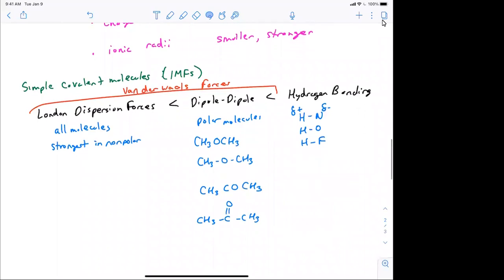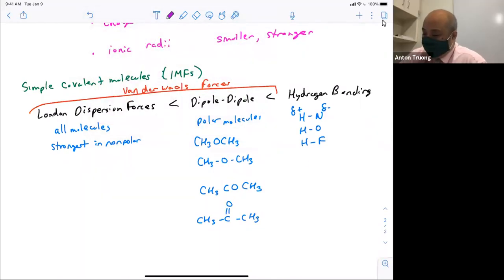Mr. Trong? Yes. If an example had NH3 instead of a CH3, would that be hydrogen bonding? Yes. So if you had something like NH2, but yes. With that, hydrogen bonding, yes. If you see an NH2 group or something like that, or an NH group even, there's definitely going to be hydrogen bonding there.